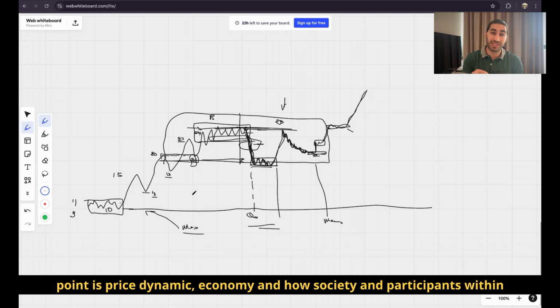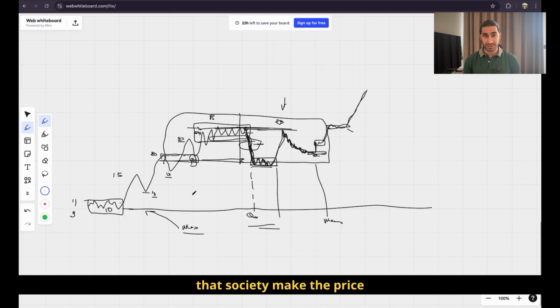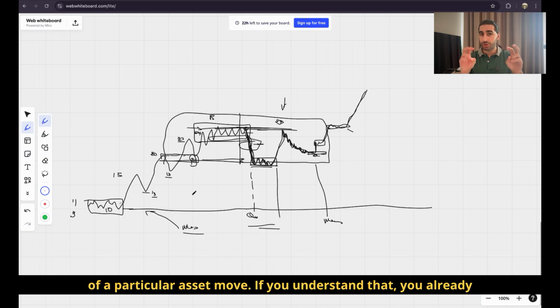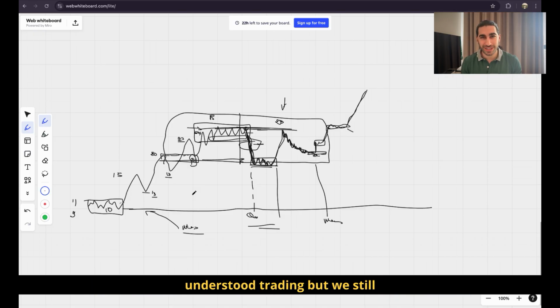The point is price dynamic, economy, and how society and the participants within that society make the price of a particular asset move. If you understand that, you already understood trading.